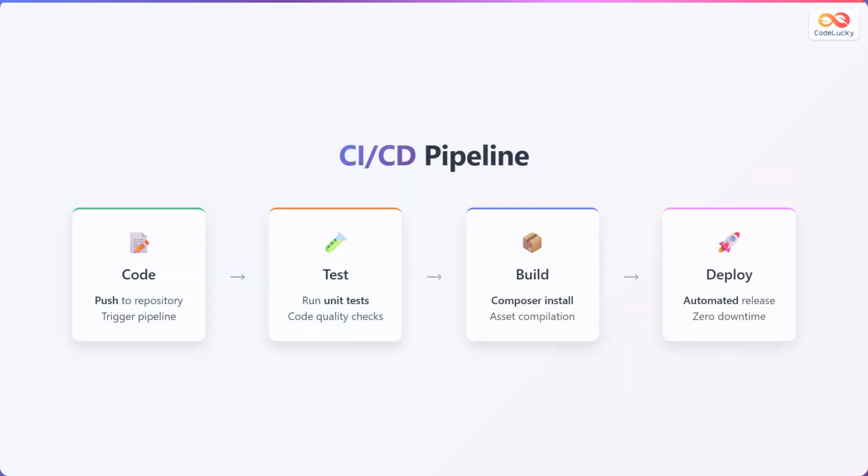Discover the power of continuous integration and continuous delivery pipelines. The first step is code. This involves pushing code to a repository, which then triggers the pipeline. Next is test, where unit tests are run and code quality is checked. The third step is build, where Composer installs dependencies and assets are compiled. Finally, deploy, which provides an automated release with zero downtime.